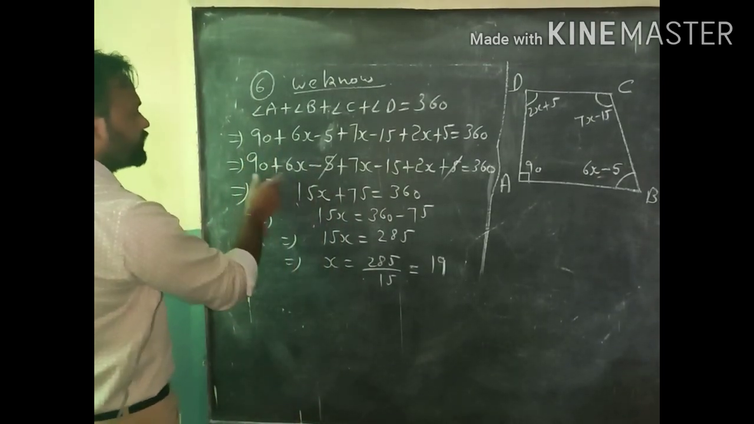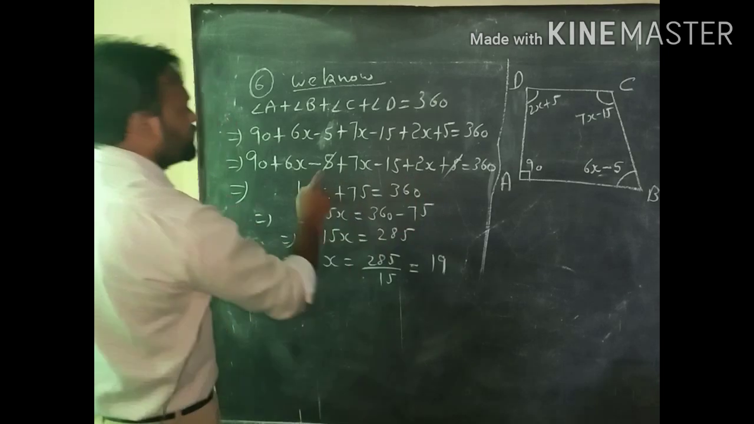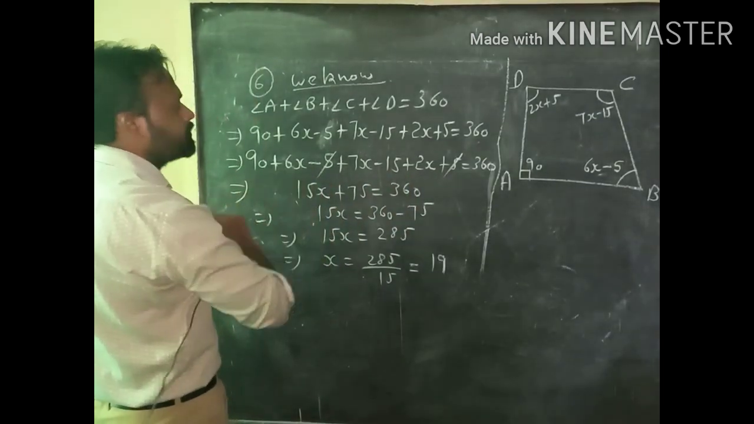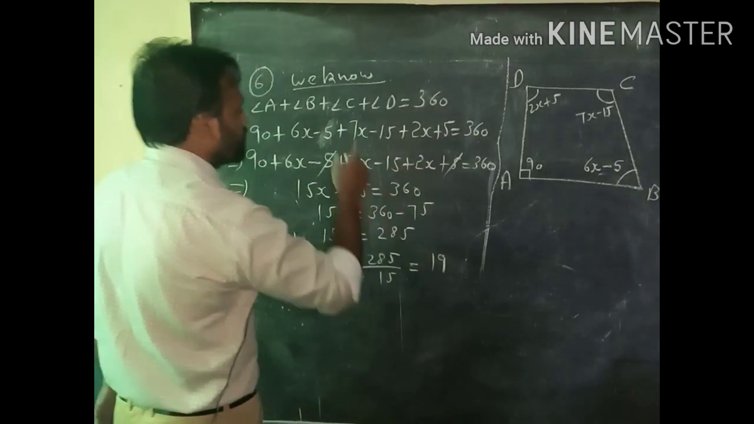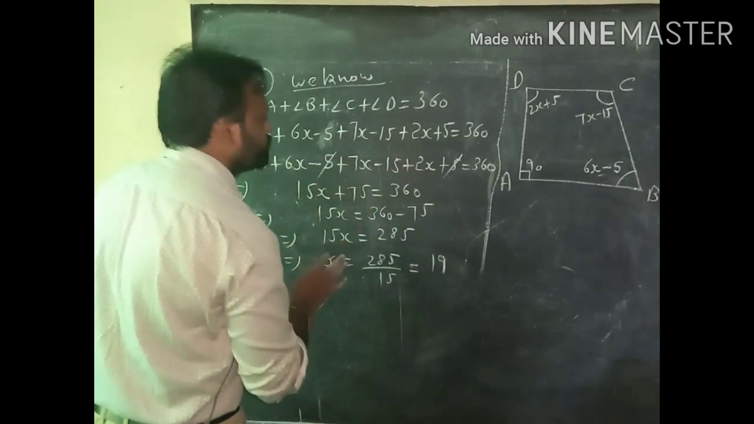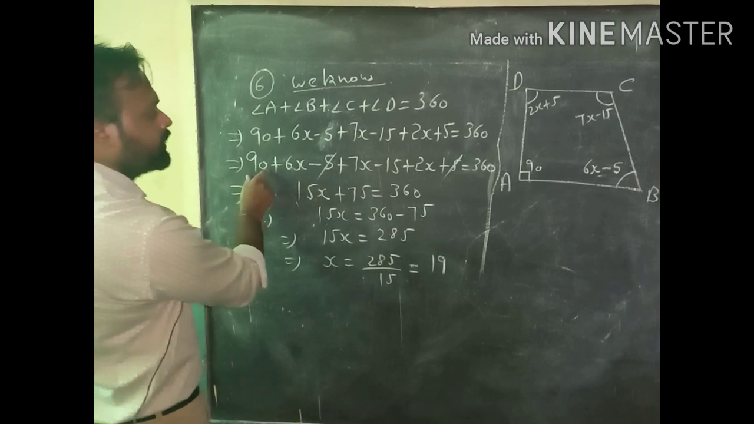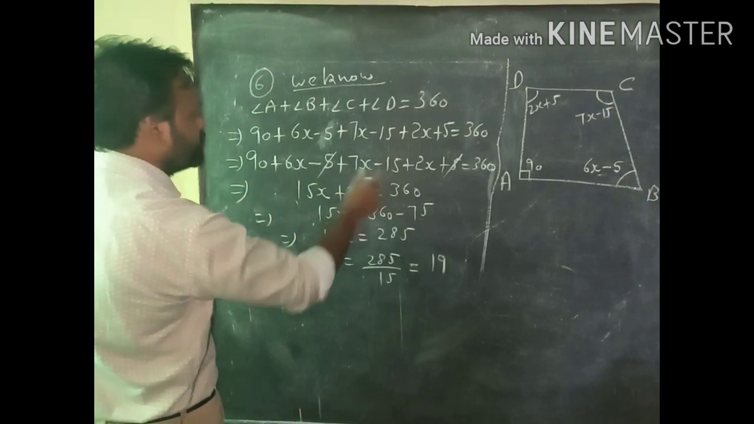Now in the next step you can see, first of all I cancelled this 5 because of this 5 with the plus sign and this 5 with the minus sign. Both values have opposite signs, so they cancel out with each other. And now you can see here this is 90, and you can see here 90.